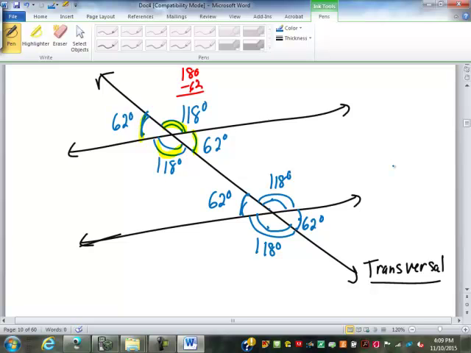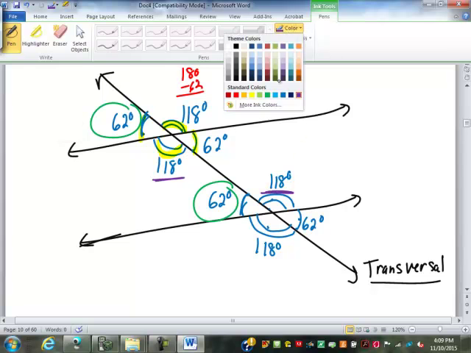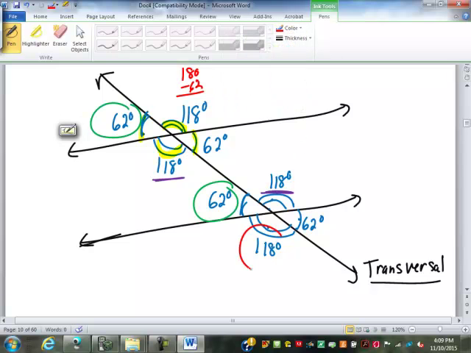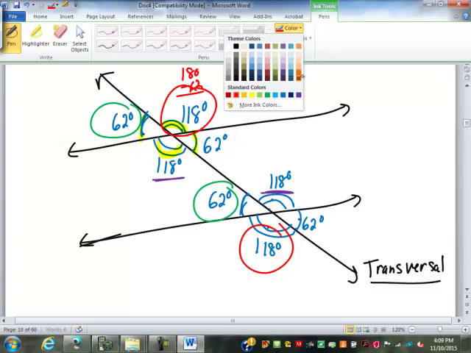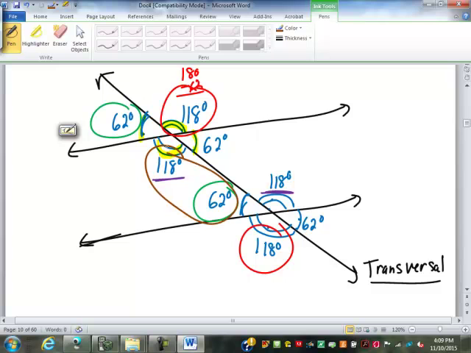Now, there's a lot of different rules out there for parallel lines cut by a transversal. A lot of different names and vocabulary. They would call these two corresponding angles. They would call these two alternate interior angles. They would call these two alternate exterior angles. They would call these two interior corresponding angles. Corresponding means on the same side, alternate means on opposite sides.